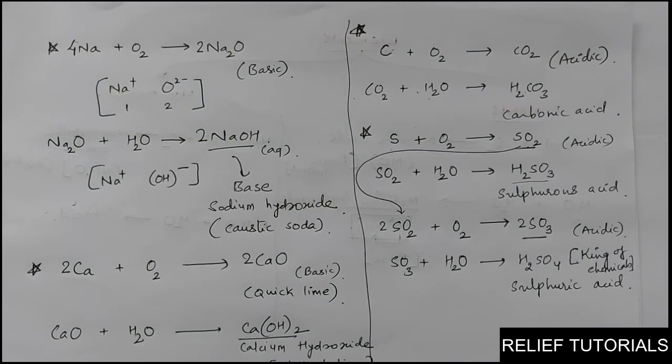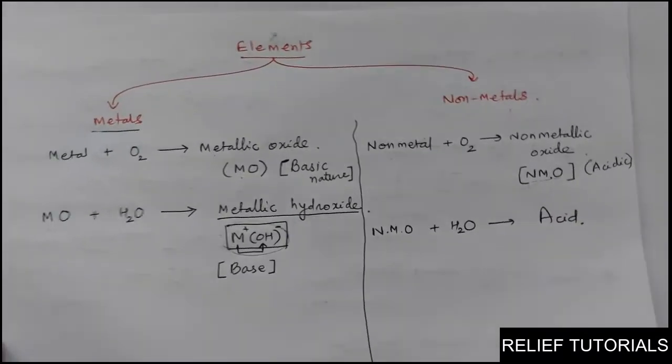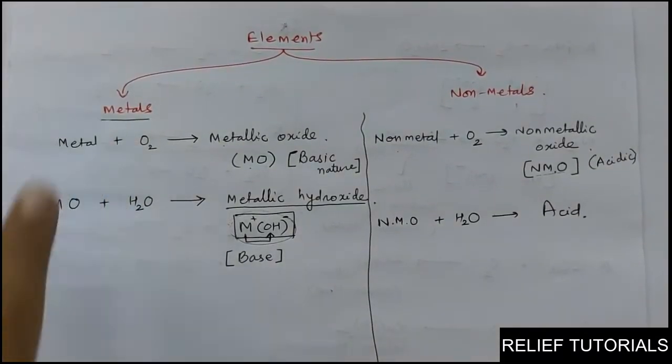King of chemicals. So this is the way we can form. Many such examples we can take here, but no need to. I just want to explain that acids and bases are normally formed from elements. From metals we can obtain base, and from non-metals we can obtain acid.